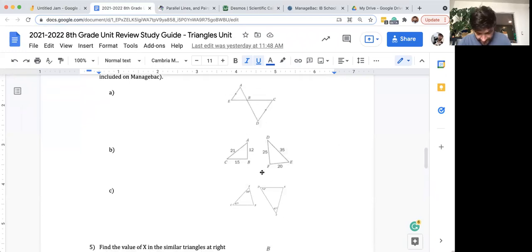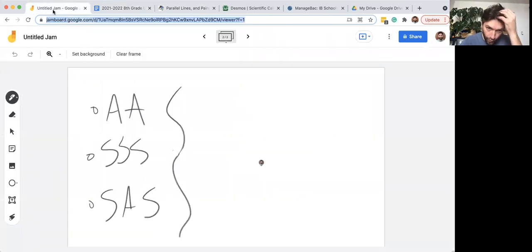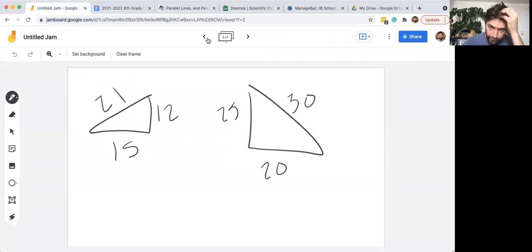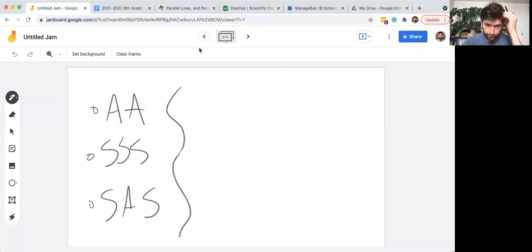So now B, we're given three sides, okay? We have a triangle with sides 12, 15, and 21. We have a triangle with sides 25, 20, and 30, okay? So anytime we're given three sides of each of the triangles, we should assume we're going to be looking for side, side, side. Okay, we're going to try and prove that the sides are proportional.